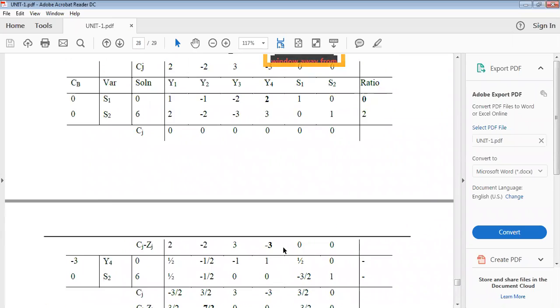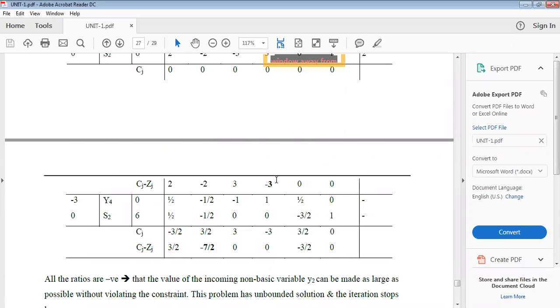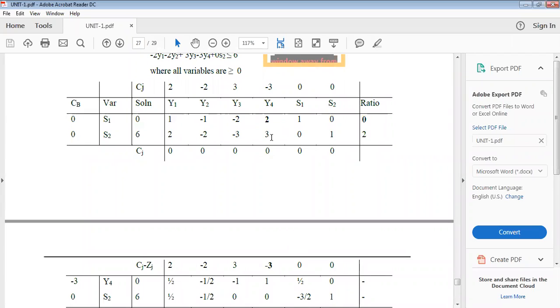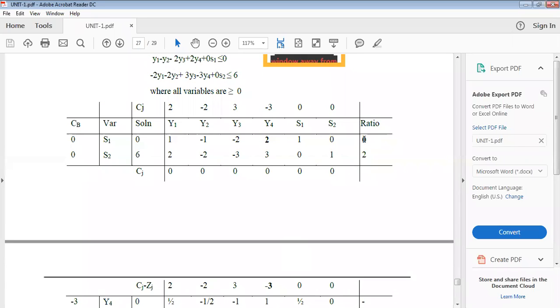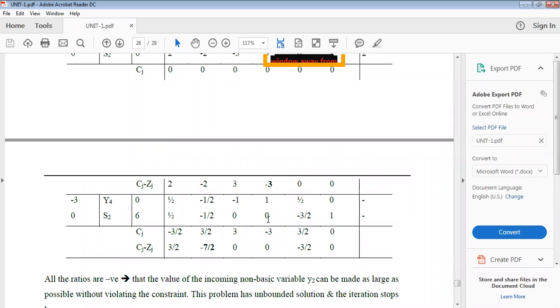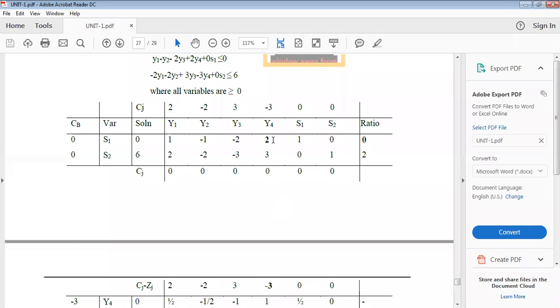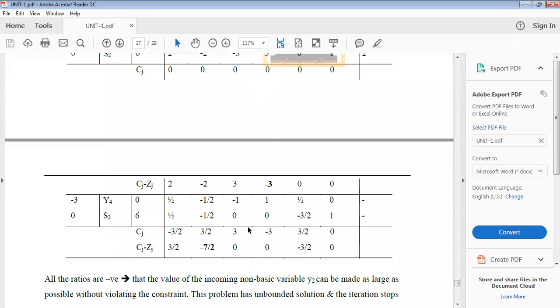Among all these values, the maximum negative value is considered, and against that the column has entries 2 and 3. The ratios are 0 by 2, which is 0, and 6 by 3, which is 2. Again the ratio is 0 here, so for that, 2 is considered as the pivot. The coefficient of y4 is minus 3, so y4 will enter and all these things will go out.